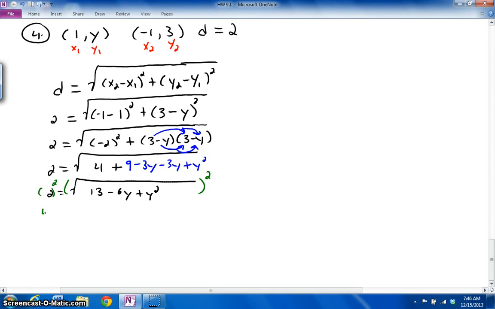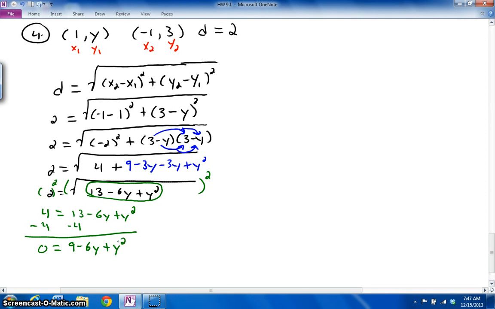So 2 squared is 4. And square root of 13 minus 6y plus y squared is going to leave you with what is inside your radical: 13 minus 6y plus y squared. Alright, so now we're going to subtract the 4 from both sides so we can have our quadratic equal to 0. So 13 minus 4 is 9 minus 6y plus the y squared.